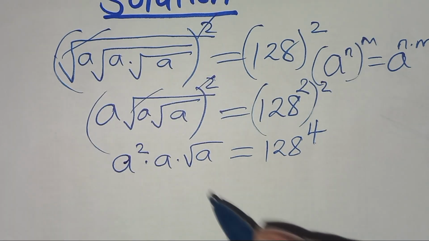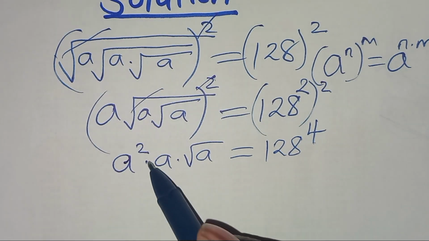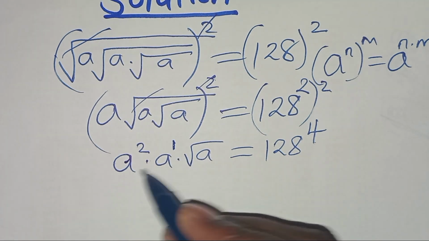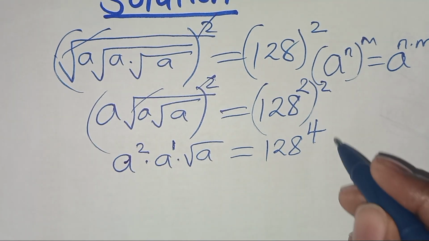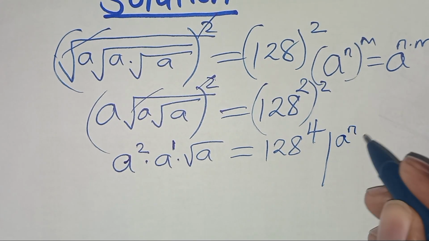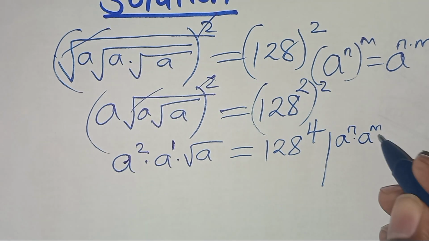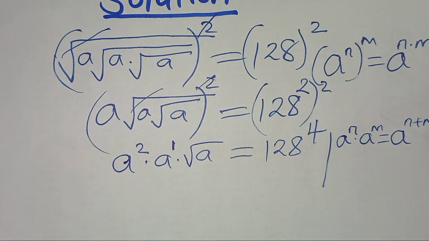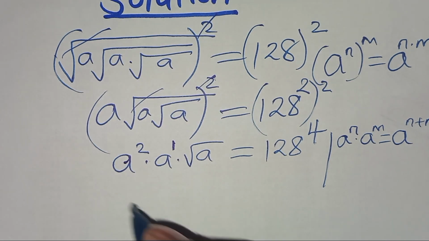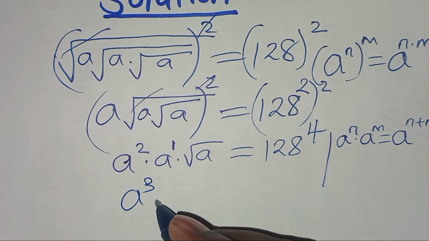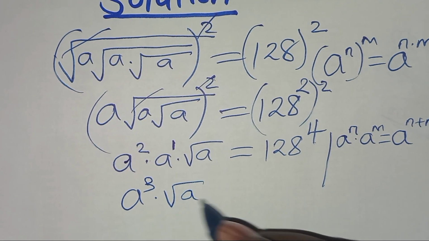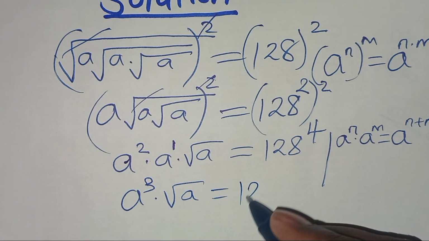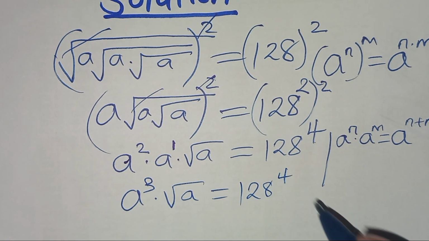Now from here we have a squared times a, where a is raised to power 1. So a to power n multiplying by a to power m is the same thing as a to power n plus m. Applying this exponent power rule, we'll have a to power 3 multiplying by square root of a, equal to 128 raised to power 4.